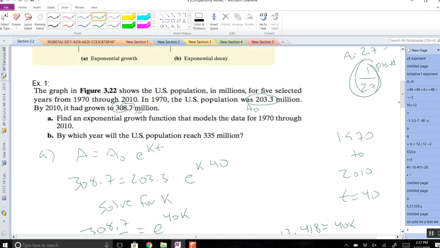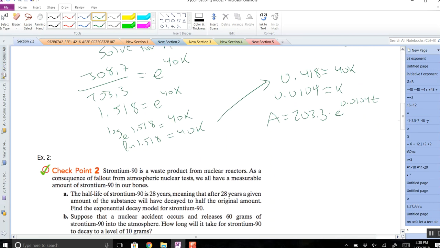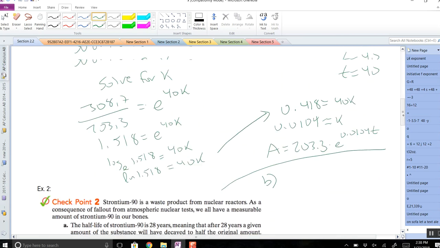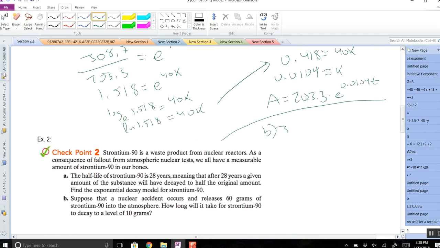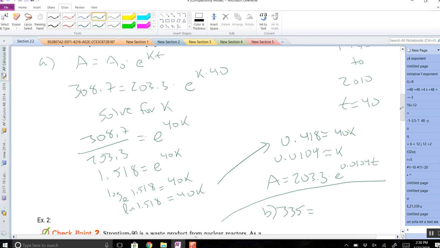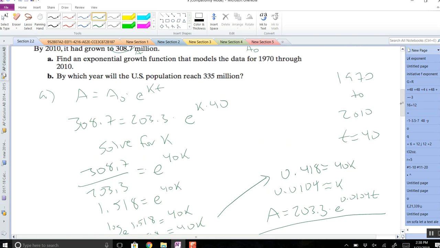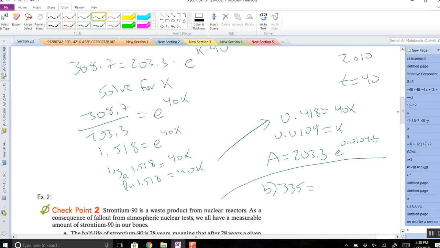Okay, that was all just part A, so that was quite a bit of work. Part B, which I'll have to tuck in over here: by which year will the U.S. population reach 335 million? So I'm going to plug in 335 for A. And notice how I left off the 6 zeros for the million part, because that just takes up too much space. If you chop off the million part for both left and right sides of the equation, you're fine. Okay, we have this.